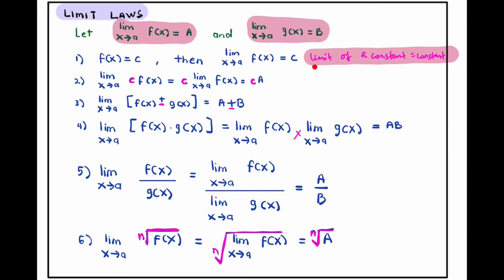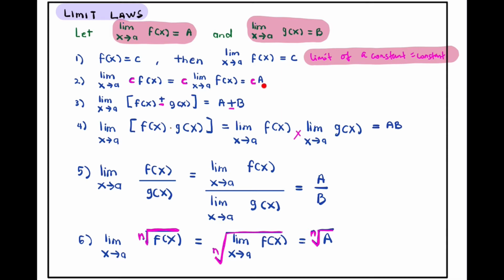So now number 2, the limit of c, a constant, multiplied by the function f(x) as x approaches a. Since you have a constant here, you can put the constant outside and then focus the limit towards your f(x) only. We already have that the limit of f(x) as x approaches a is equal to a. Therefore, let's substitute this with a, and the final answer is c times a.